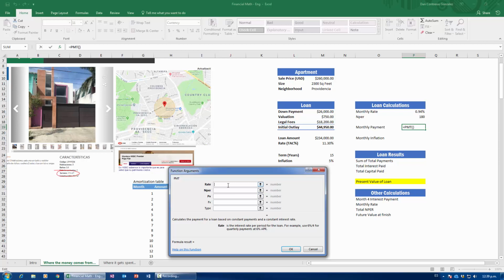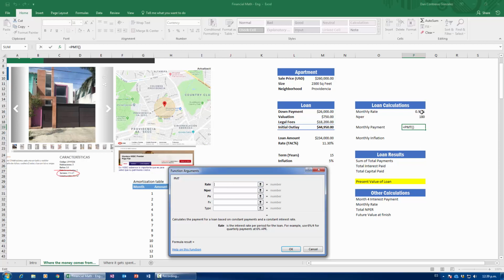If you are expecting monthly payments, then Excel is asking you for the monthly rate. If Excel is expecting quarterly payments, then it's asking you for the quarterly rate. And if you're expecting annual payments, then Excel is asking you for the annual rate. I don't know how much more clear than that I can go.